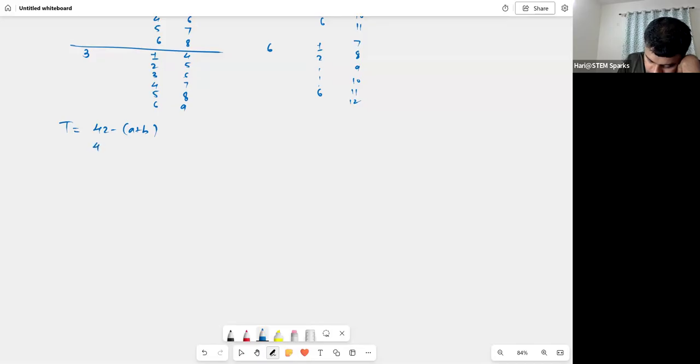So t will have all the possible values: 42 minus 2, which is 40; 42 minus 3, 39, and so on. You go till 42 minus 12, which will be 30. And if you count them, they will be 11 in number.